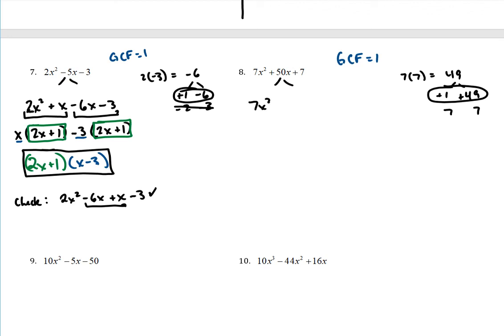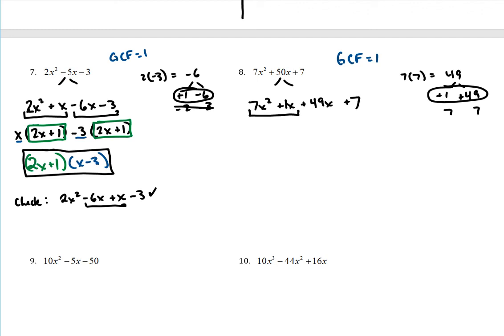I have 7x squared plus x plus 49x. So it is a 1. I decided you could put the 1 in there. How about we do that? I just wrote x initially, but 1x plus 49x is 50x. And then plus 7 still at the very end.